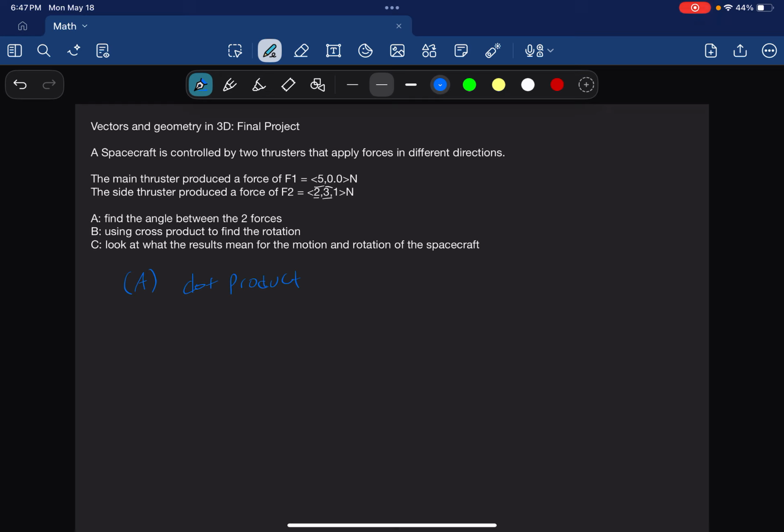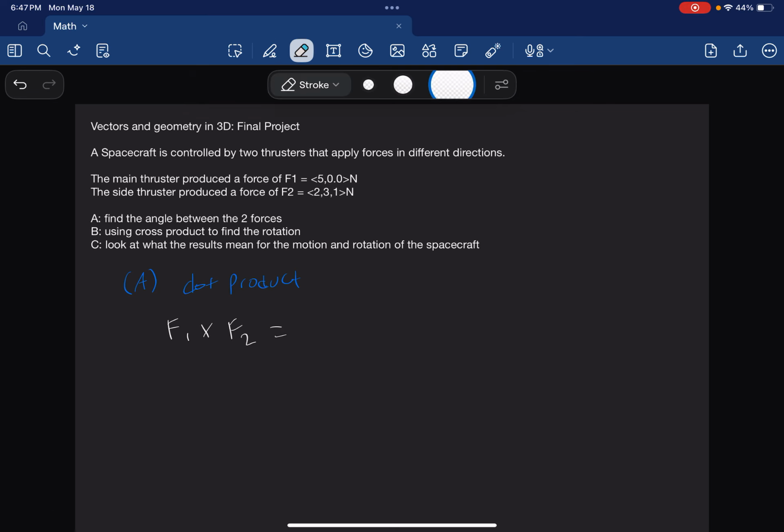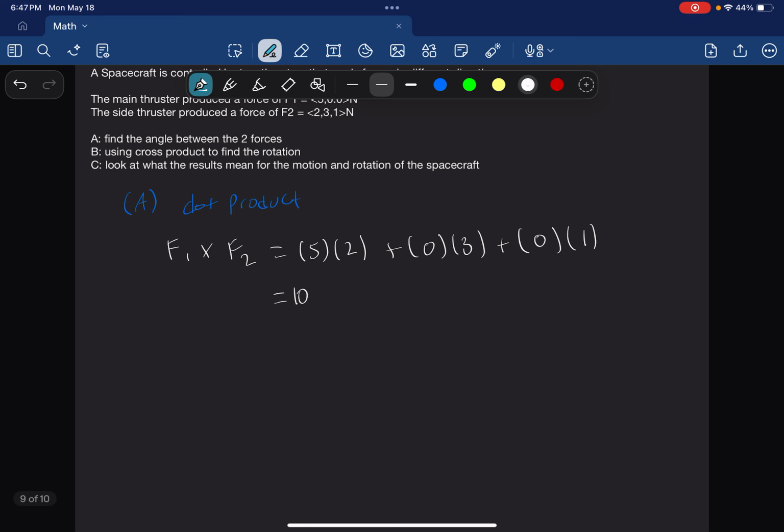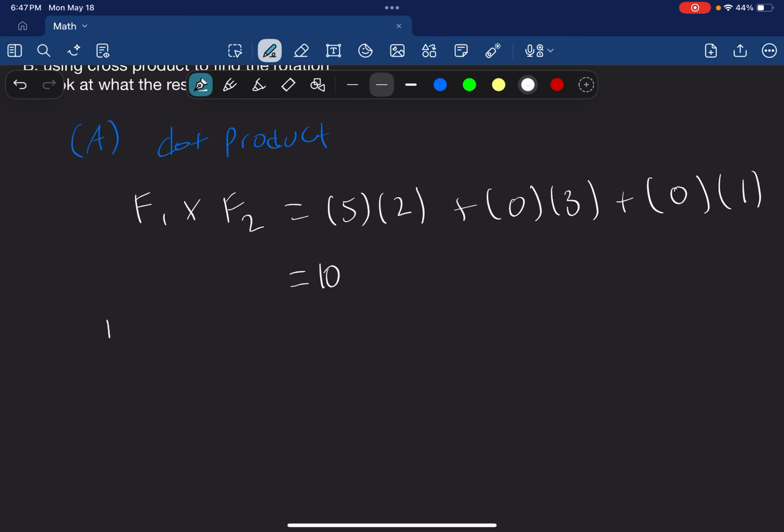And first, before we find the magnitude, we would like to find how parallel all the thrusters are compared to each other. So we have F1 and F2, which is just the thrusters. And here, on the first spot of each, we have 5 and 2. So we multiply those by each other, plus 0 times 3, and 0 times 1. So they'll all equal 0 except 5 times 2, which leaves us with 10.